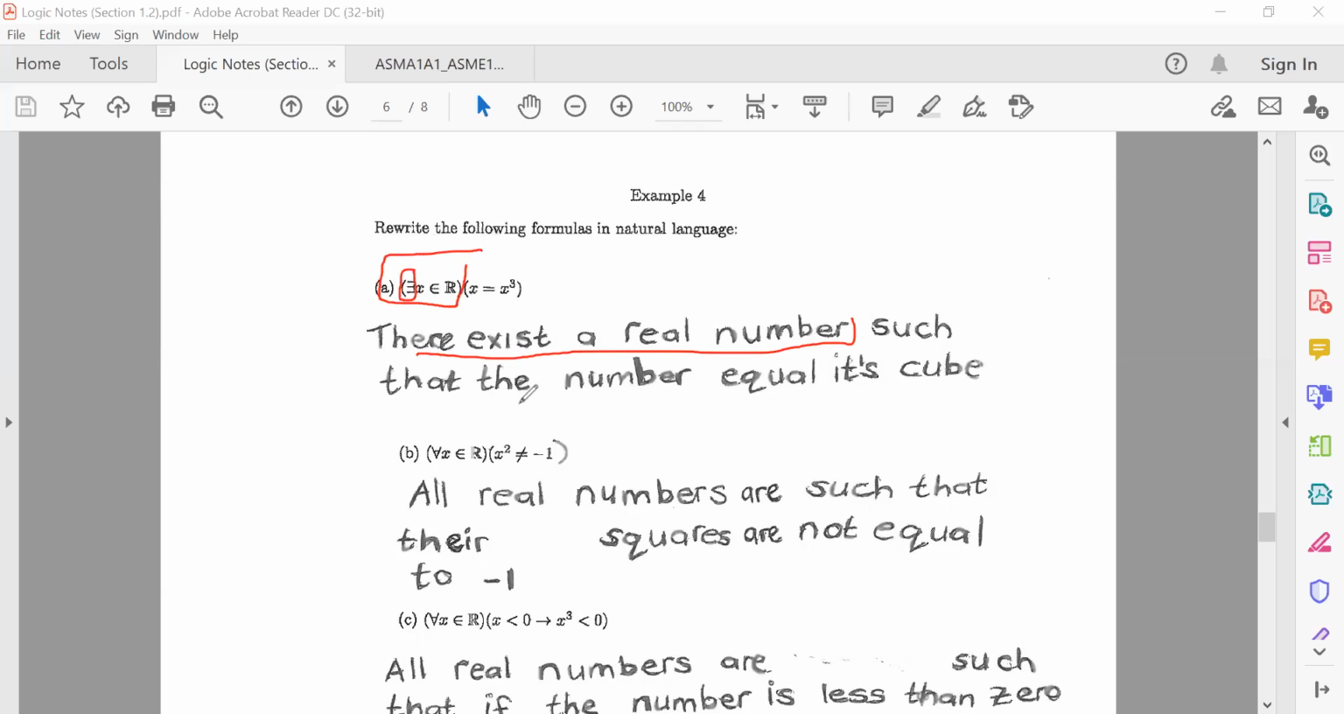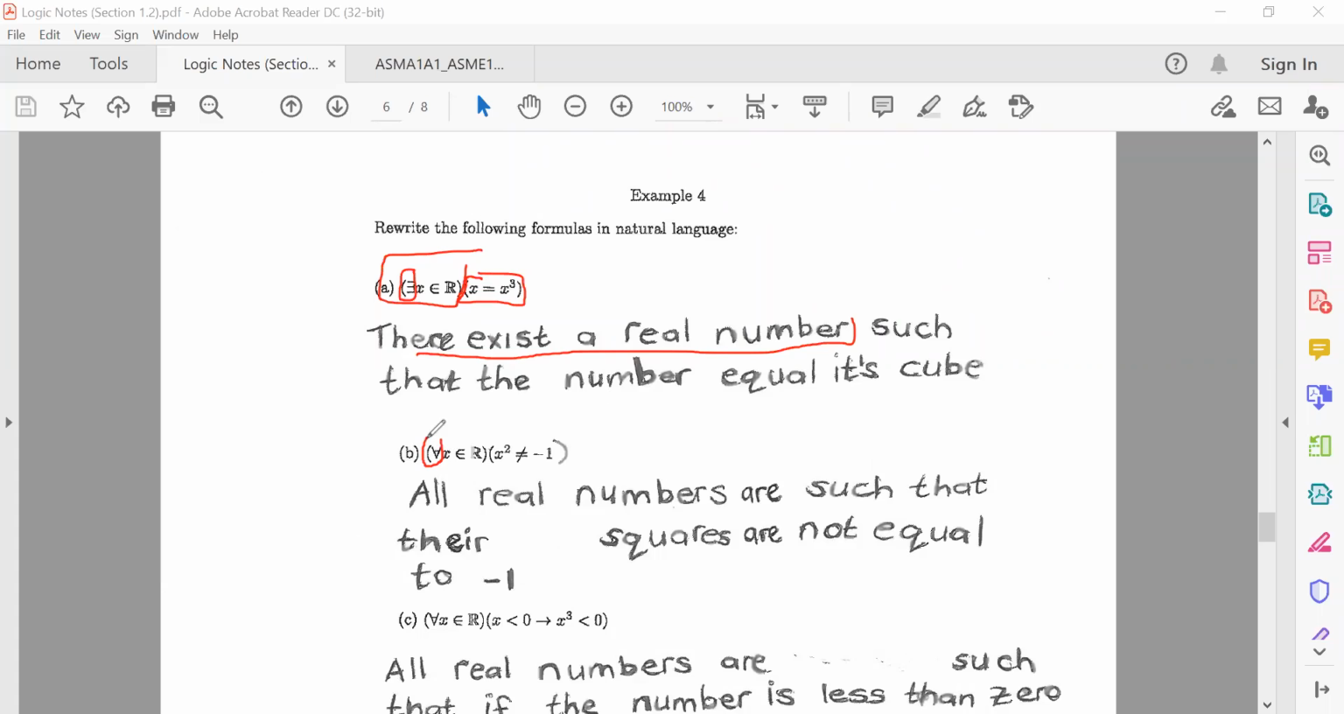There exists a real number such that the number equals its cube. You can see the number equals its cube. All right. Someone can choose to say there exists at least one real number that equals its cube. Perfect. You get full marks. All right. So you can either say there exists for some real numbers, or you can say there is at least one. All right. And then for the second one, we have a universal quantifier.